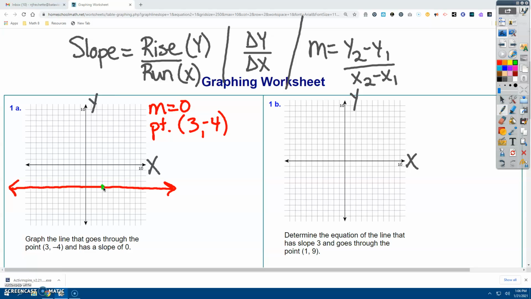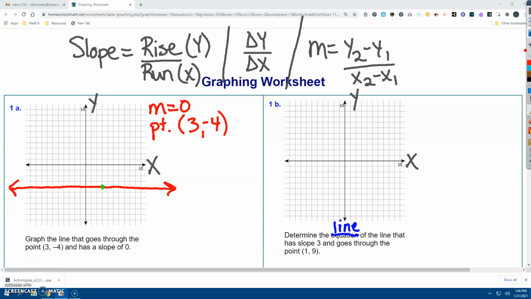So let's look at number 2. And we'll do this one in blue. Over here it says determine the equation. We're not going to determine the equation. We're going to graph the line. We're going to determine the line that has a slope of 3 and it goes through the point (1, 9). So our slope is 3, or 3 over 1, right? Because you need a rise and a run.